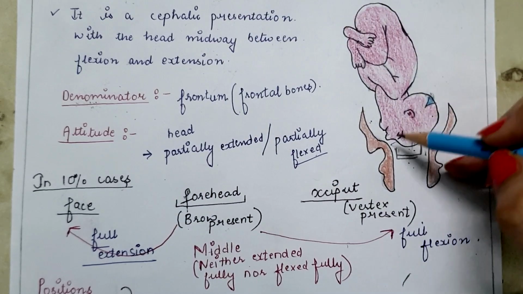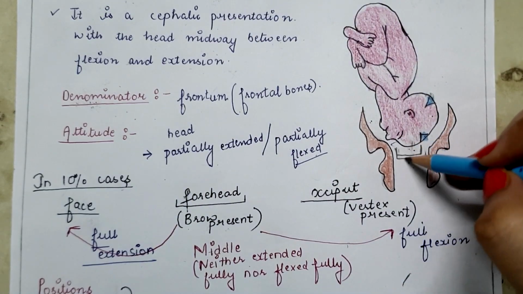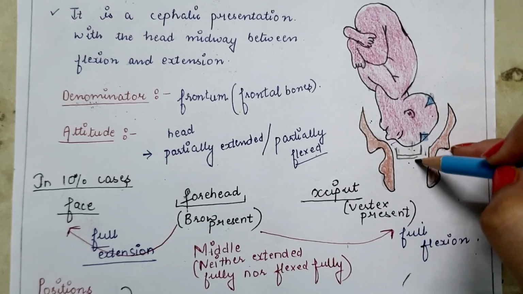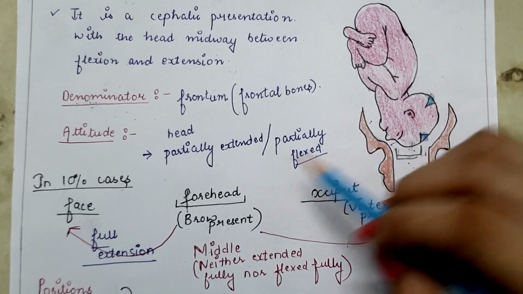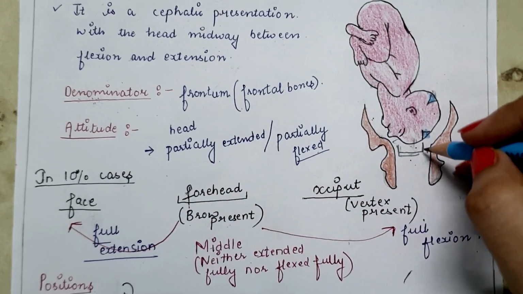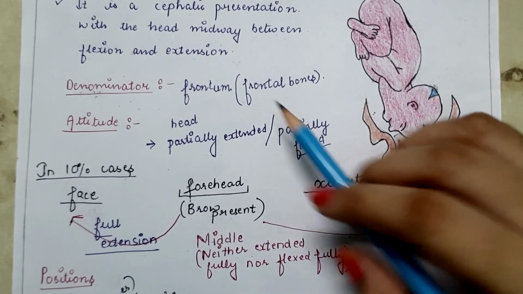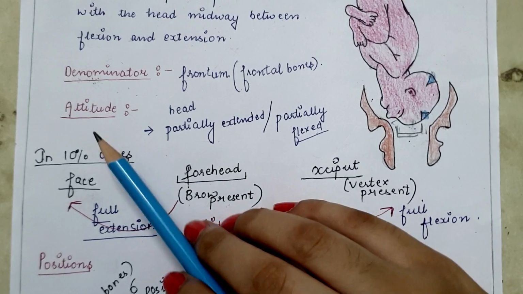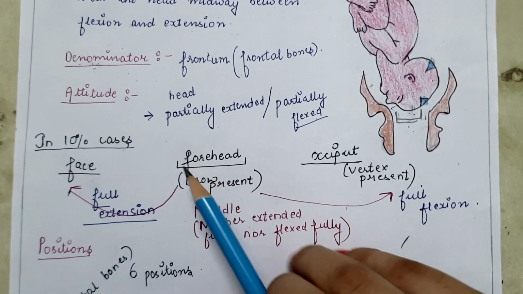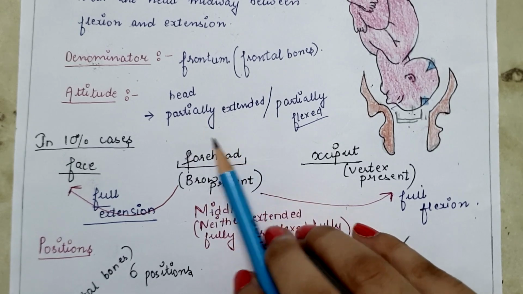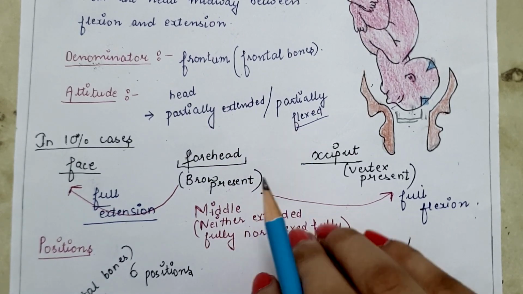Denominator: the presenting part, the part which touches the pelvic floor first, is known as the denominator. So the part in the brow presentation which touches the pelvic floor first is known as the frontal bones or the frontum. Attitude in the brow presentation: the head is partially extended or partially flexed.